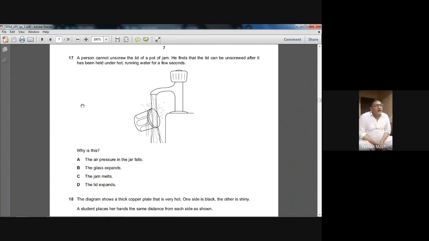Why is this so? The air pressure, the glass expands, no. The jam melts, no. The lid expands. Yes, that's why the lid will open. So what is the choice?